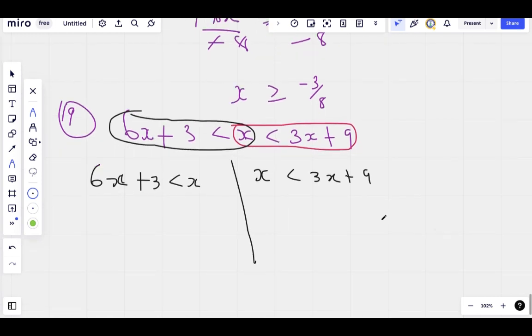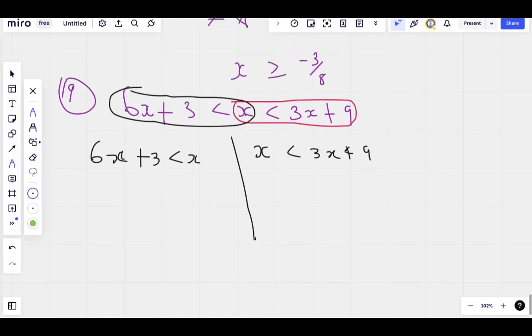So let's collect like terms. We bring this one here, it becomes x minus 3x less than 9. x minus 3x we get negative 2x less than 9. Divide both sides by negative 2, and anytime you divide by a negative, the sign will change. So we have x is now greater than 9 over negative 2, greater than negative 4.5.